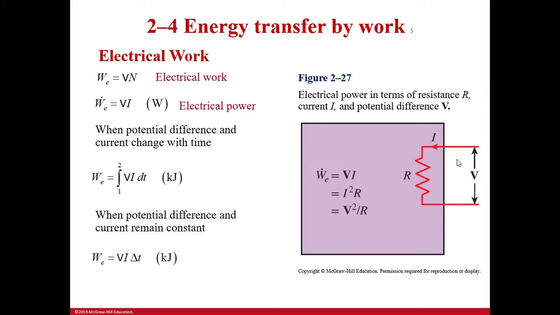When potential difference and current remain constant, VI is taken outside the integral, and we have VI times delta t, where t is time here. So the formula for We dot, or the flow of electrical energy, is V square by R, or I square R, commonly known as Joule work.